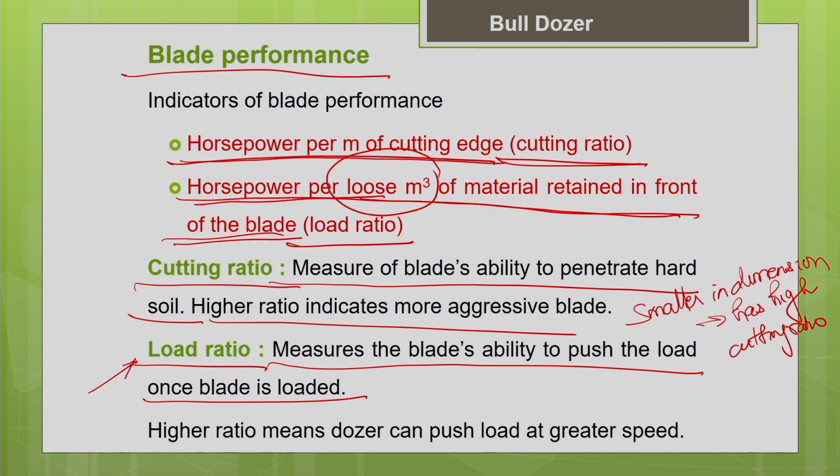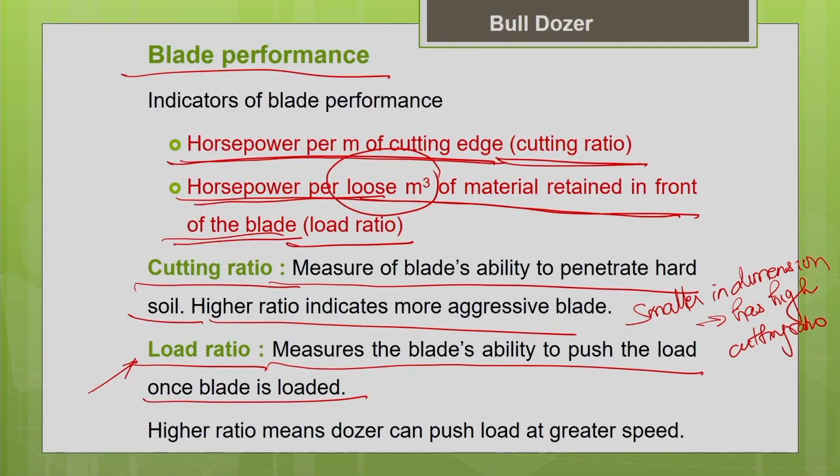Generally, if the soil is highly dense, the blade will find it difficult to push the soil. If the soil has less density, it will be easy to push. So it depends upon the type of material which you are going to push. Generally, a higher load ratio means a dozer can push the load at a greater speed. It indicates the pushing ability of the material.